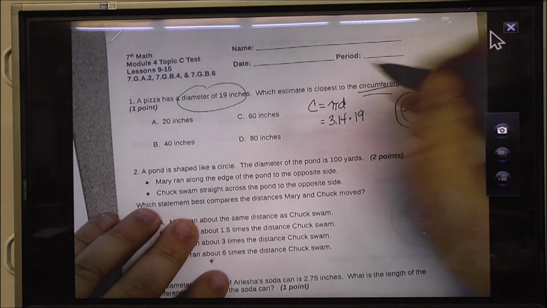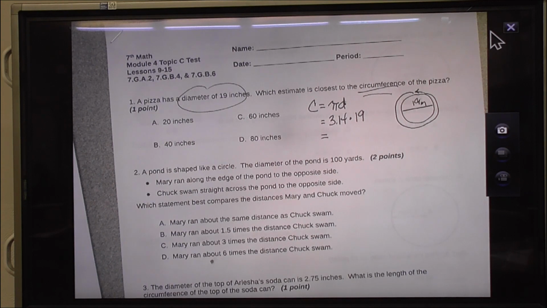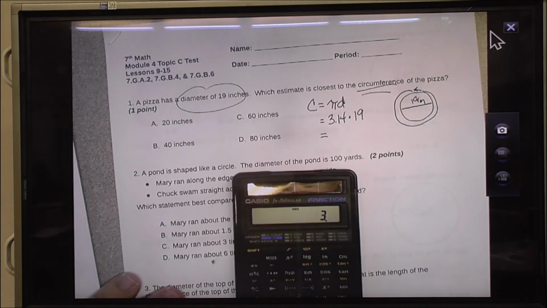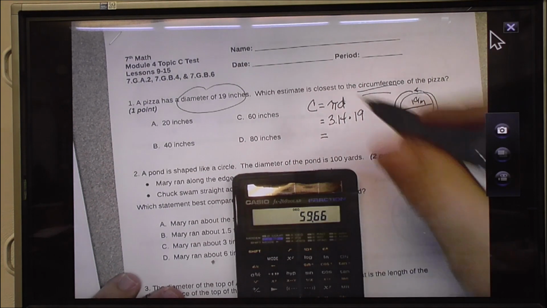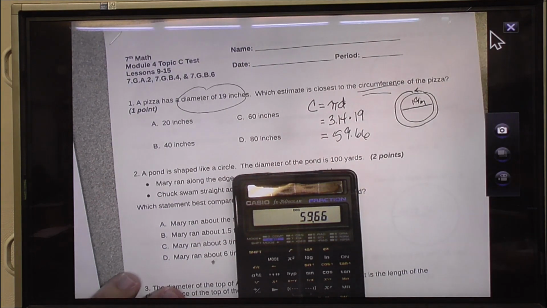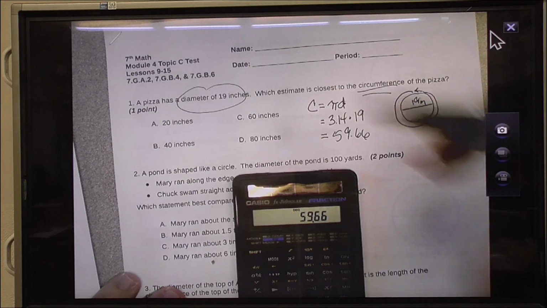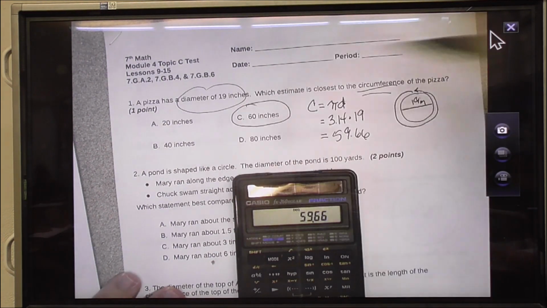No. So we use calculators on the test. We're going to use calculators again tomorrow. So 3.14 times 19 gives me 59.66. Which one of these numbers is closest to 59.66? 60, which is the correct answer.